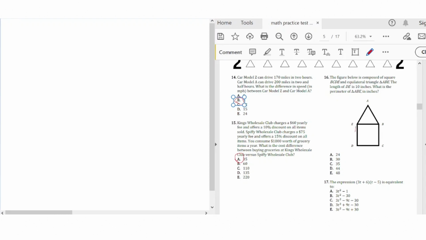Since side DE is 10 inches, side EB is going to be 10 inches. Therefore, side EB on the equilateral triangle is also going to be 10 inches. That also means that side AE and side AB are going to be 10 inches. Adding 10 plus 10 plus 10 gives us 30. Therefore, the perimeter of this triangle is 30.